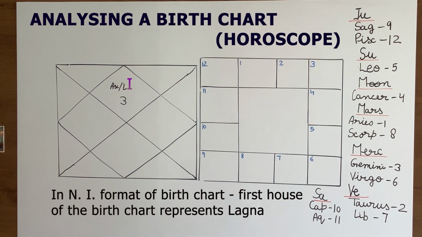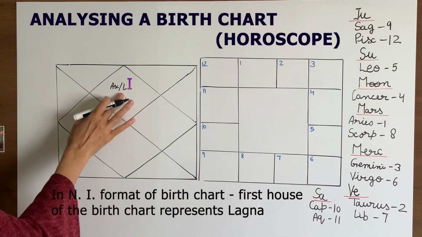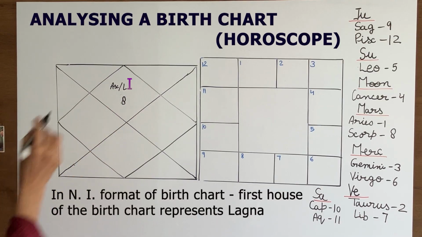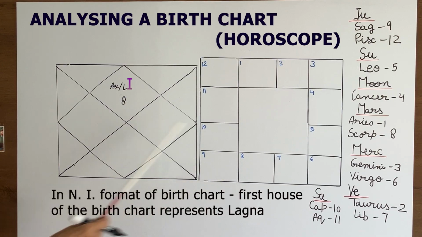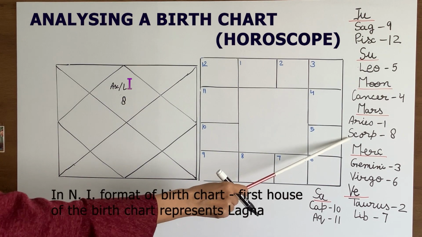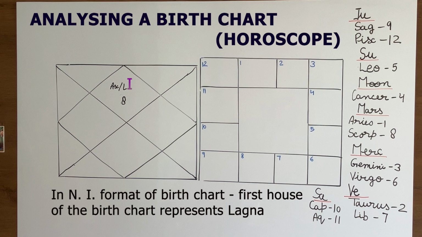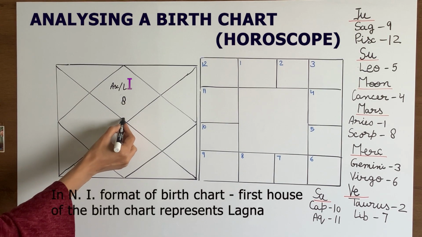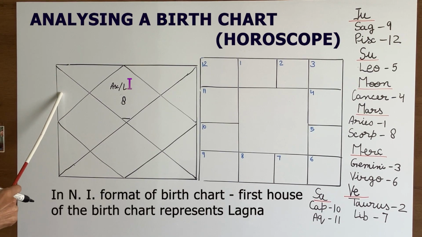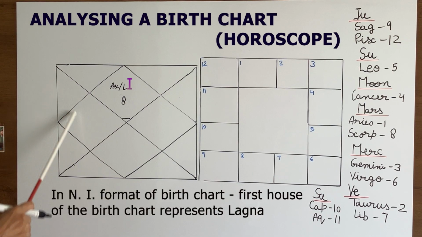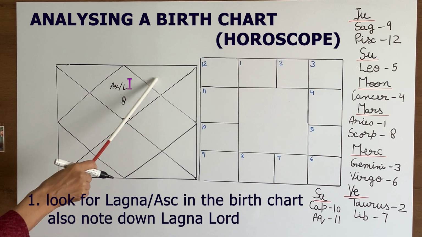If number 8 is mentioned in the first house, it means the person has Scorpio lagna or Scorpio ascendant. So you can easily know about your lagna by looking at the first house of your horoscope. In the North Indian format of birth chart, houses are fixed. Always this is the first house, second house, third house, moving in an anti-clockwise manner to the 12th house.